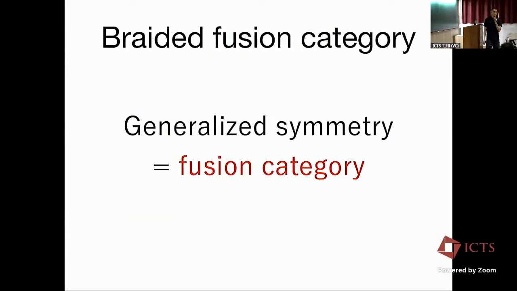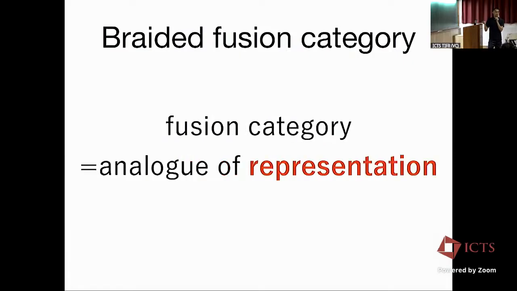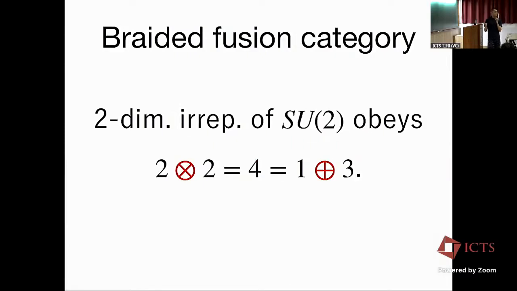So as I mentioned, the general symmetries are described by monoidal categories, but if you consider finite symmetries, it is in general given by a fusion category. And one easiest way to understand fusion category is its analogy with representation. So in order to make this very concrete, let's consider the SU(2) group, and let's consider the two-dimensional irreducible representation, the irrep.